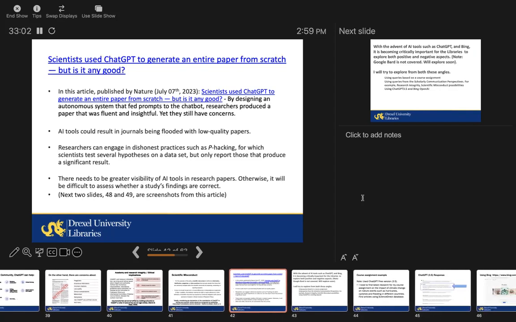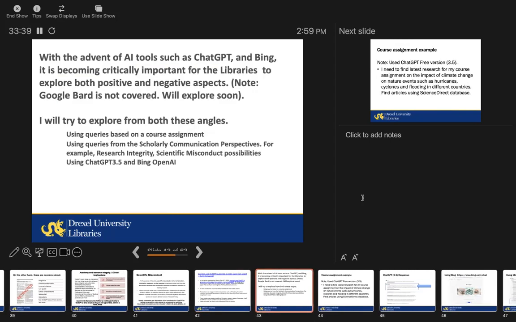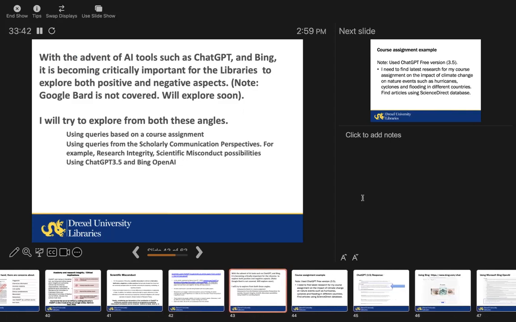Okay. Scientists use ChatGPT to generate an entire paper from scratch. Is it good? So this was another study published in July of 2023. If you click on this link, this was published in Nature. So, you know, researchers can engage in honest practice such as something like this, with greater usage of AI tools in research papers, otherwise it will be difficult to assess whether a study's findings are correct. And the next two slides are screenshots from this. No, I guess I removed those. Okay, let's go to the next slide. Yeah, because I want to give real, actual focus.